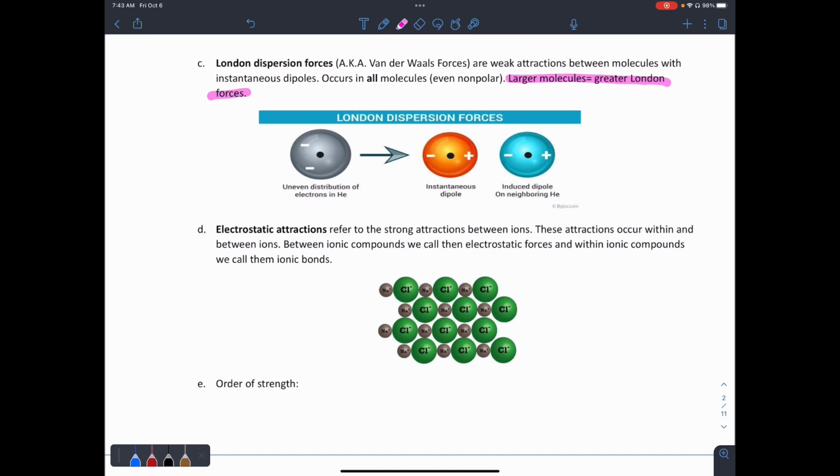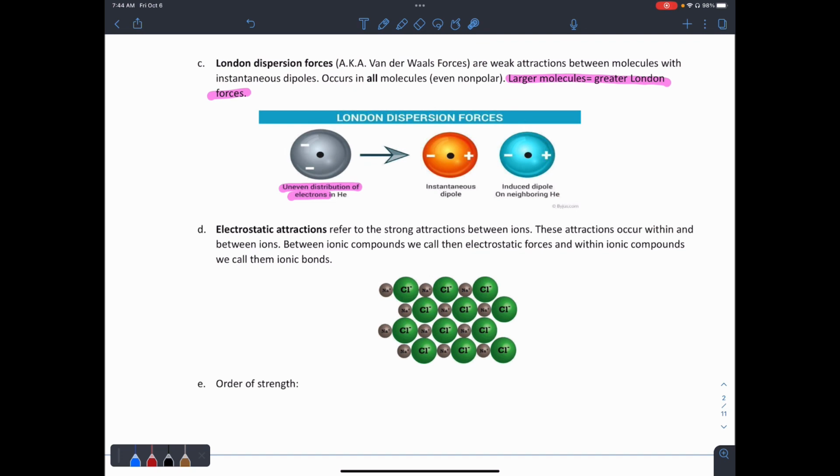So what does an instantaneous dipole look like? Well, even a molecule that's not polar can, for an instant, have an uneven distribution of electrons. Here we have a helium atom, and for this very instant, both of its electrons are on the left-hand side because they're always moving, and in any instant, it could possibly have a more negative side and a more positive side, even though the atom itself is totally neutral and it is not polar. But that can happen when something else with a charge comes nearby.